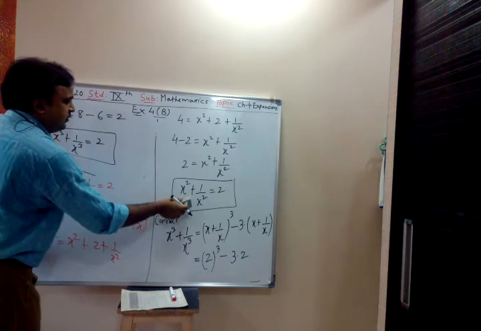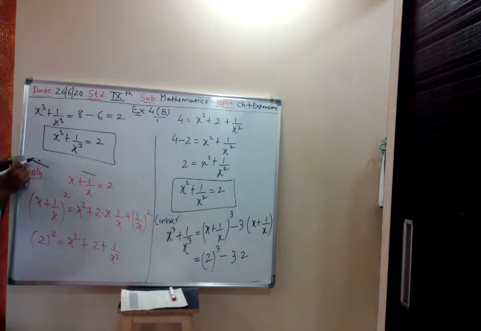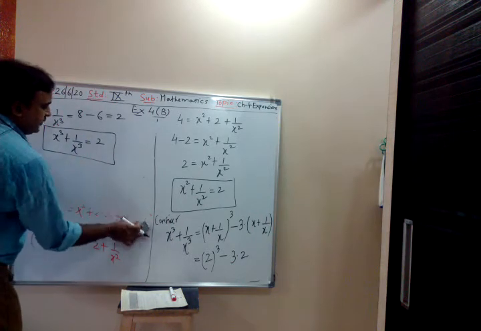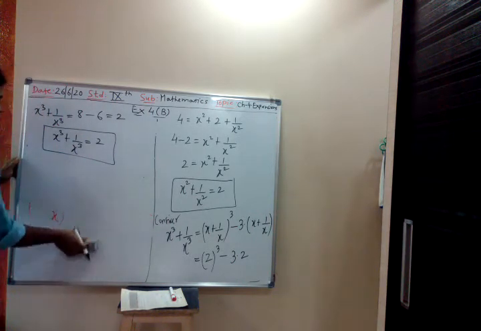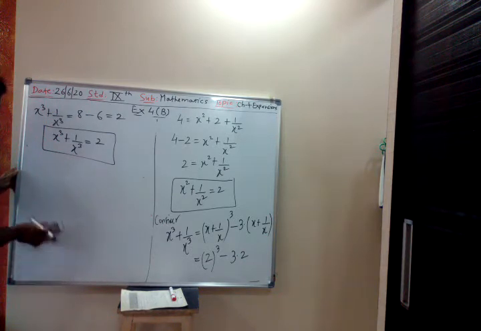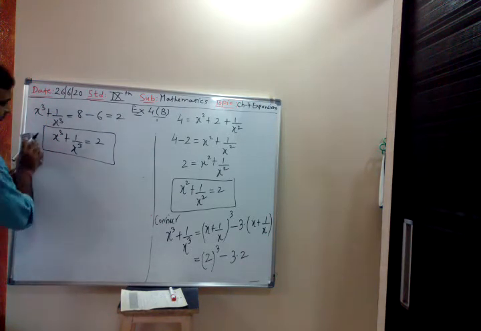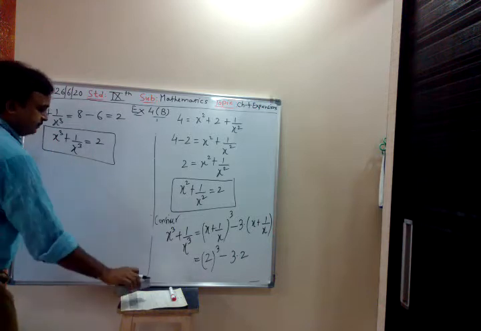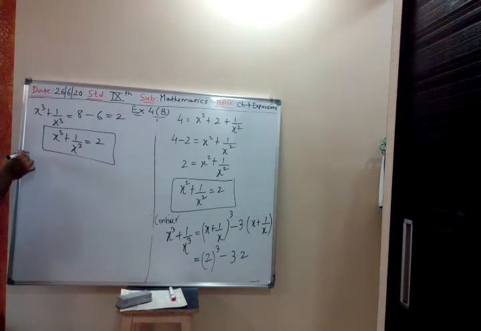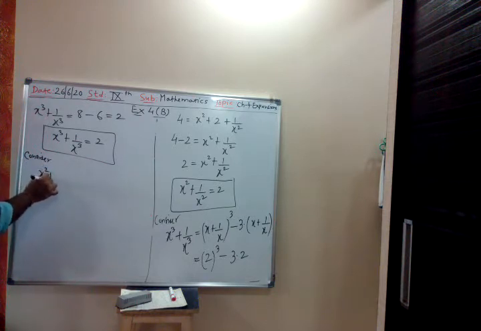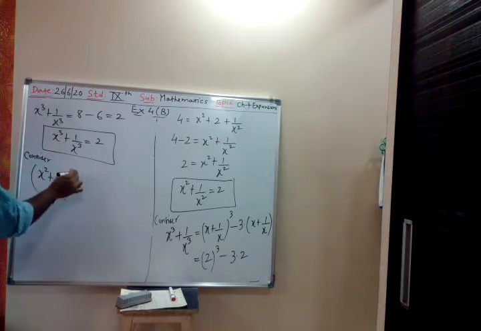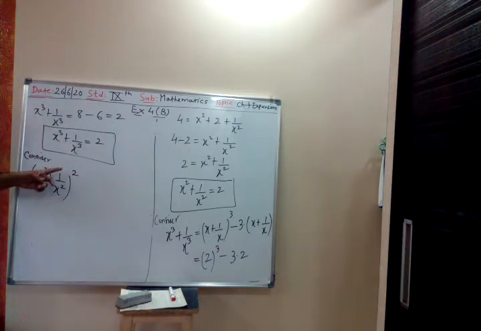One is x square plus 1 upon x square, that value is 2. Second is x cube plus 1 upon x cube, that value is 2. Now we want to find x raised to 4 plus 1 upon x raised to 4. For x raised to 4, you have to consider x raised to 2 plus 1 upon x raised to 2 whole square. For x raised to 4, you have to consider square of x square plus 1 upon x square.